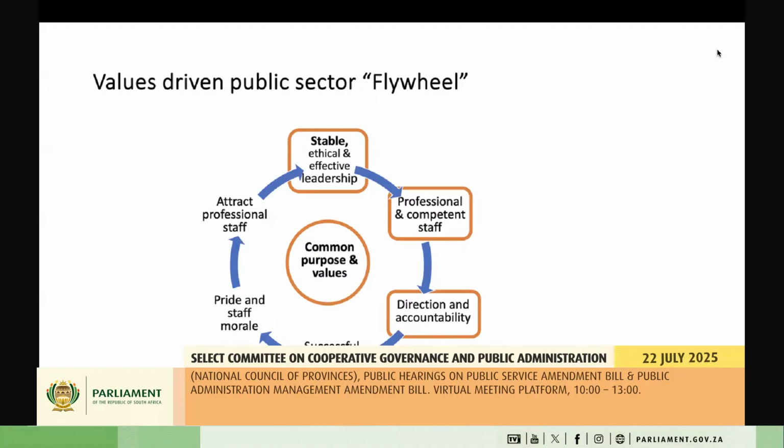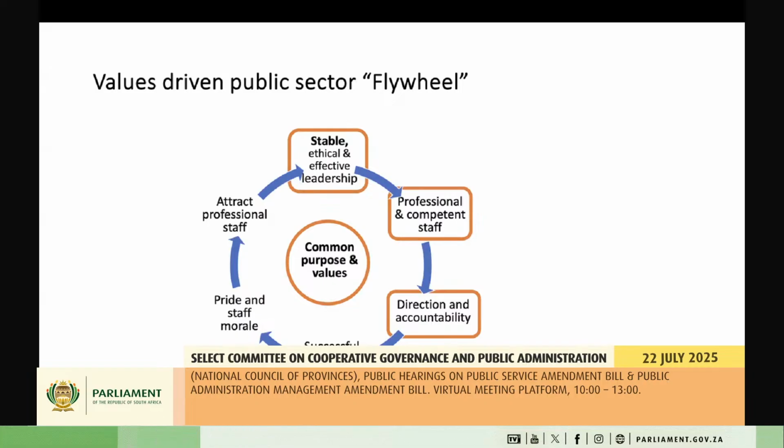The leaders and the managers need to provide direction and accountability. A very big concern among public servants is that there isn't sufficient accountability in the public service. Then, if you do those things right, we say there should be successful delivery, which will lead to pride and staff morale, and then you can attract more professional staff, from which then you select again. And that's the flywheel concept, that this thing will start promoting itself and driving itself if we can get that right. But at the moment, things are breaking down at the stable, ethical, and effective leadership.